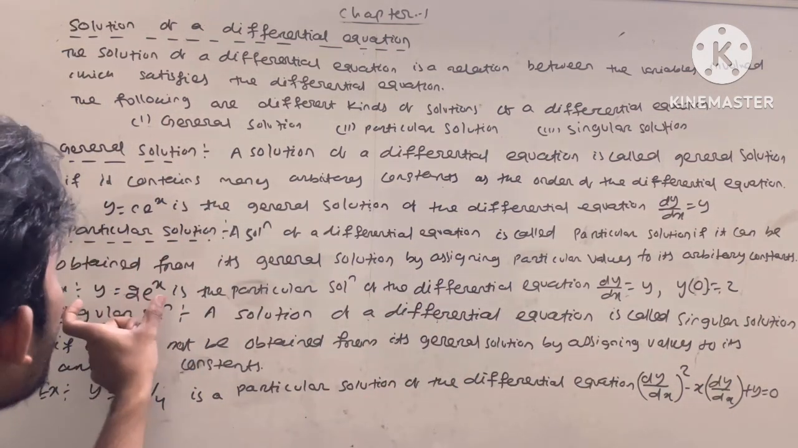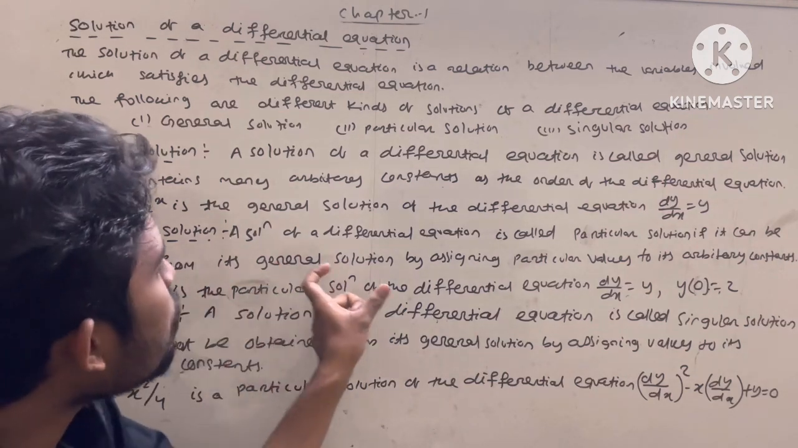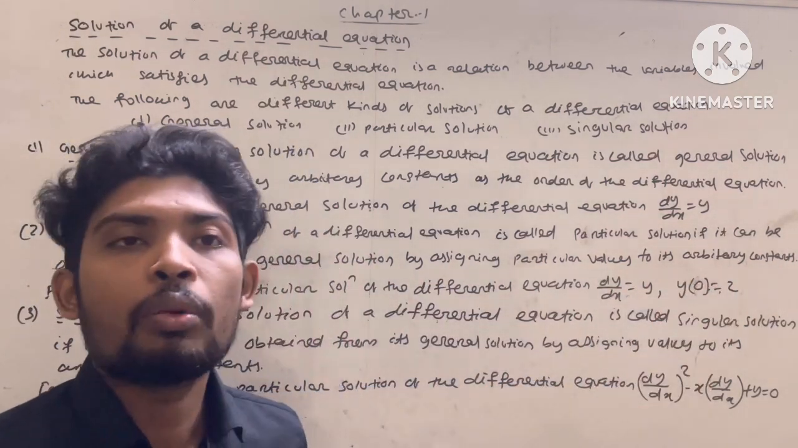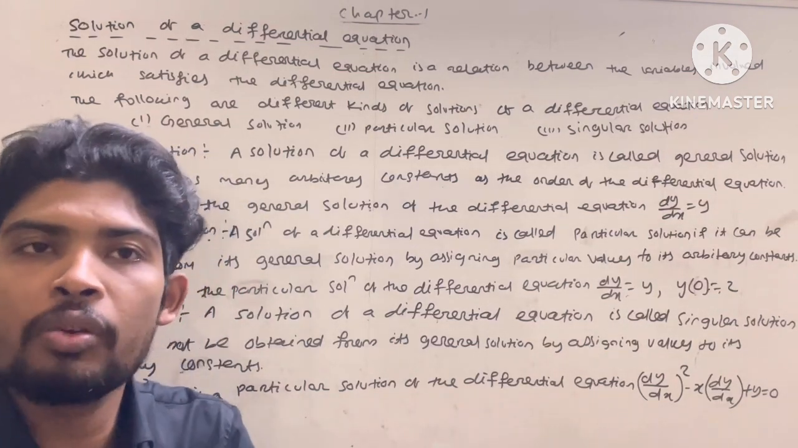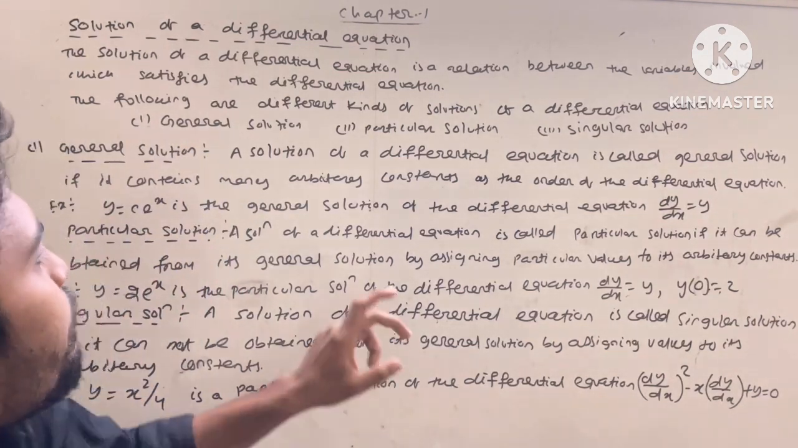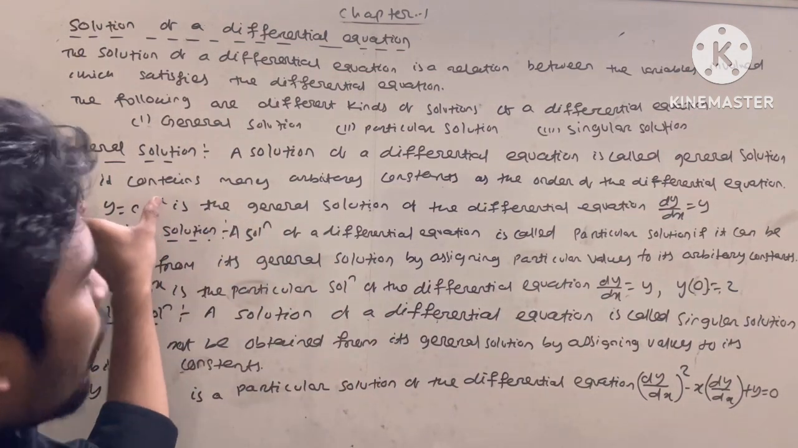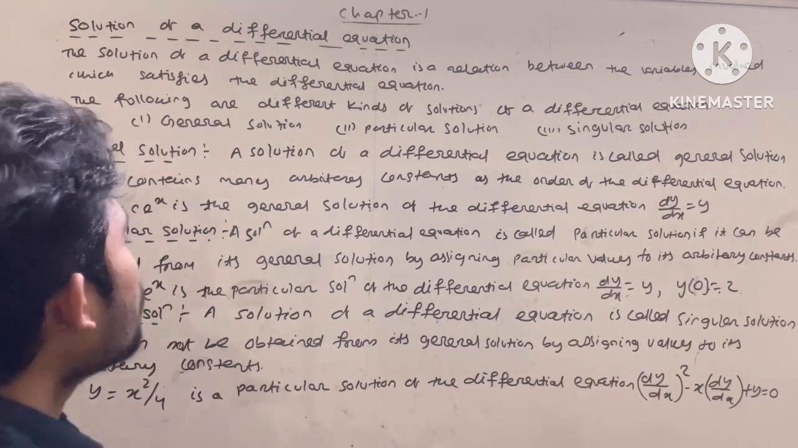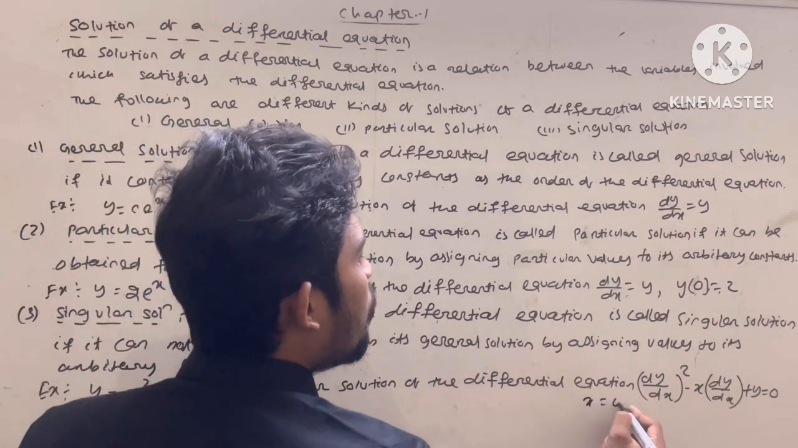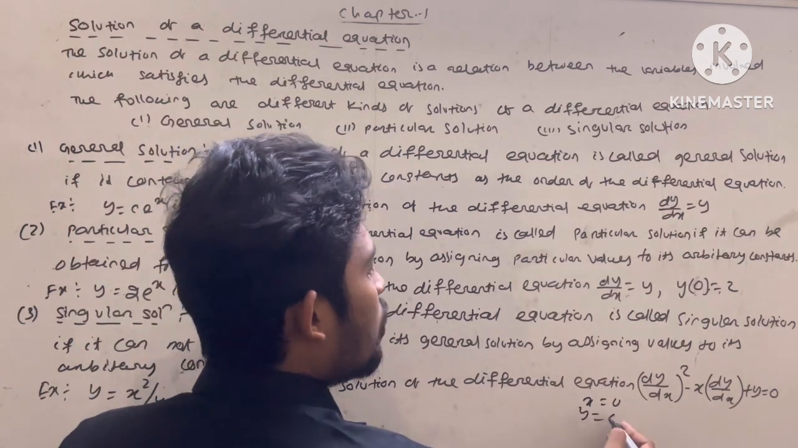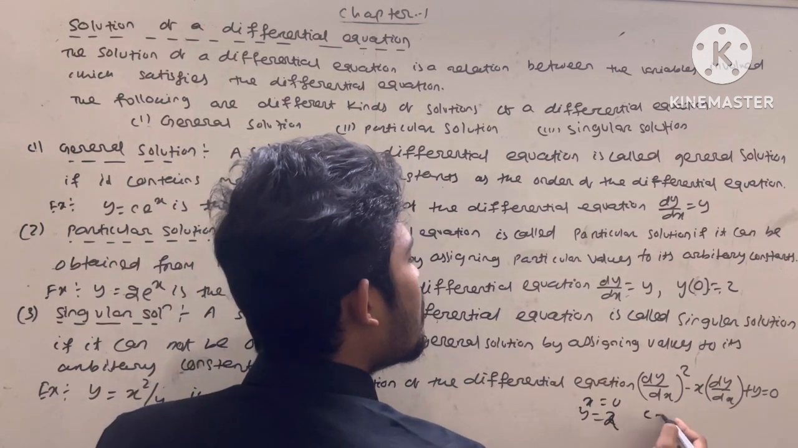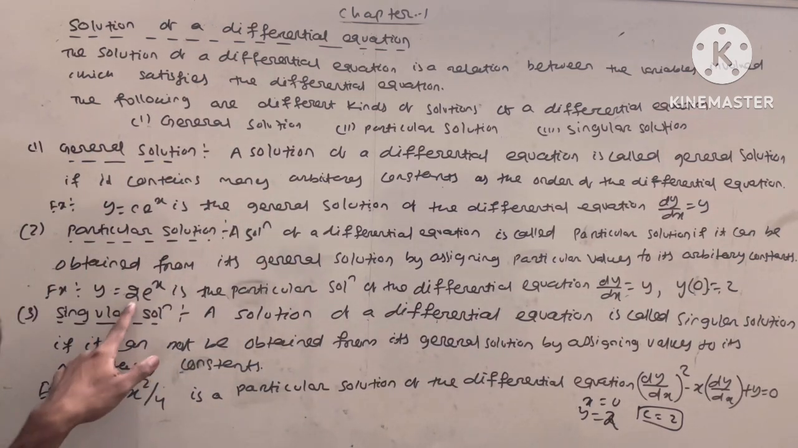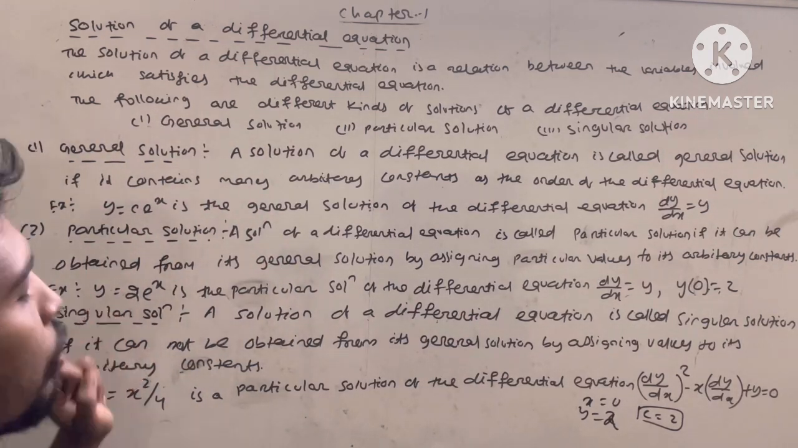Example, so y equal to 2 e to the power x is the particular solution of the differential equation dy by dx equal to y when x equal to 0, y equal to 2. So that means from this equation we have to obtain this particular solution. If you put x equal to 0 and y equal to 2, then you get c is equal to 2, and then you assign the value of c equal to 2 in here, and y equal to 2 e to the power x.